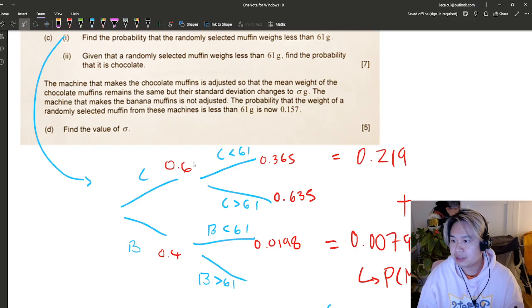So the machine that makes the banana muffins is not adjusted, so that one stays the same. The probability that the weight of a randomly selected muffin is now 0.157. Find the value of sigma. Okay.